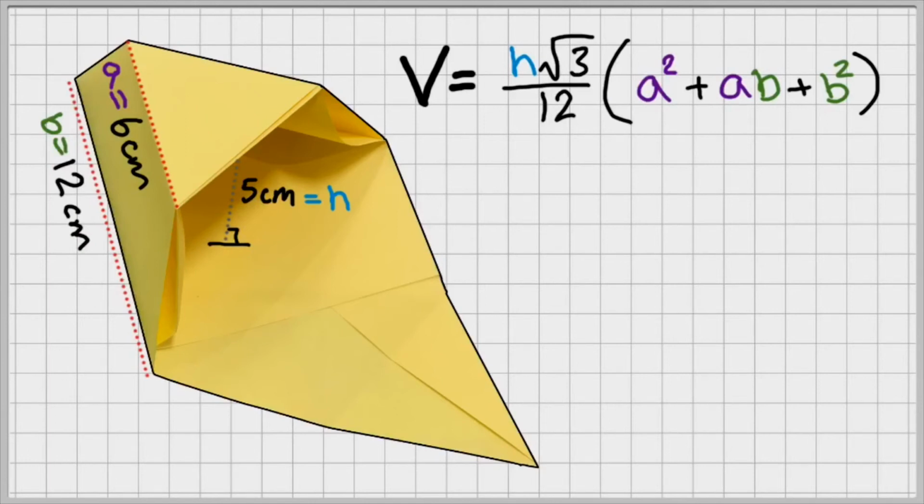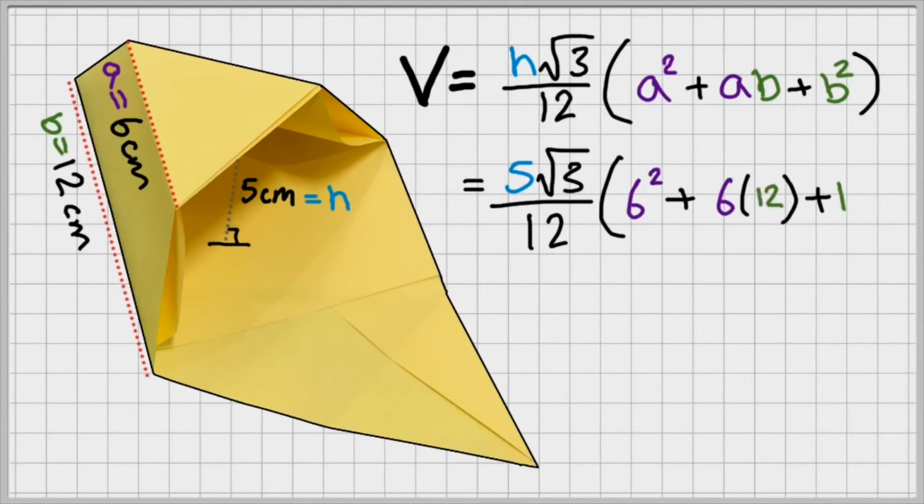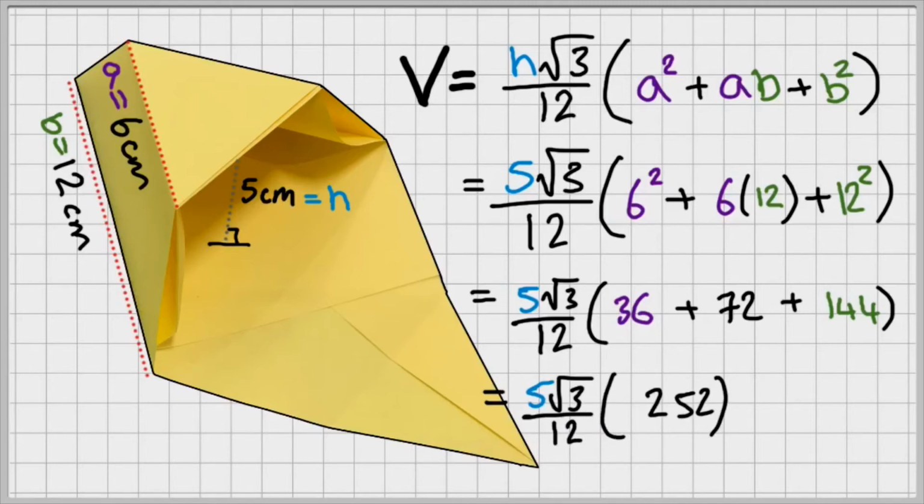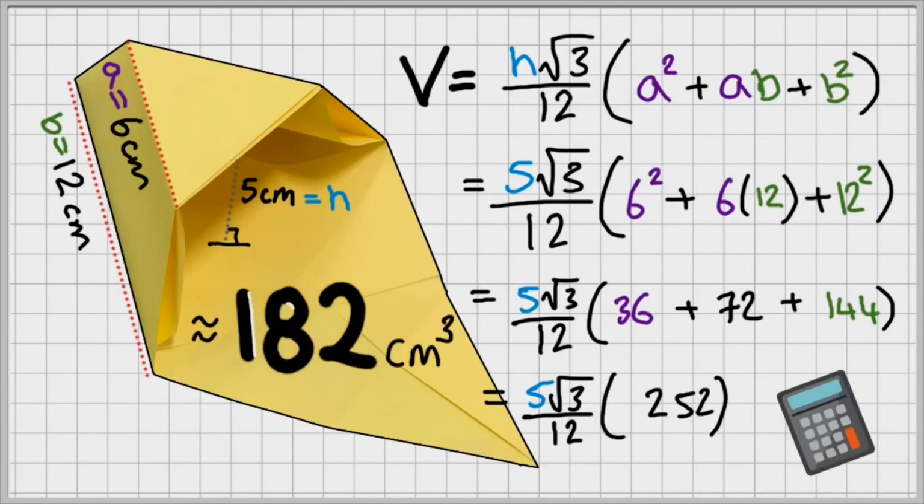V equals the height times root 3 over 12, bracket 6 squared plus 6 times 12 plus 12 squared. If we do those numbers, we get 6 squared, 36, plus 72 plus 144. And if we simplify that, we get 5 times the root of 3 over 12, all times 252. Now, if you do that on your calculator, you get 182 centimeters cubed.